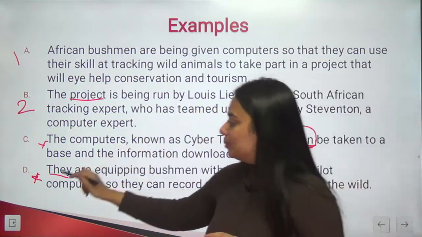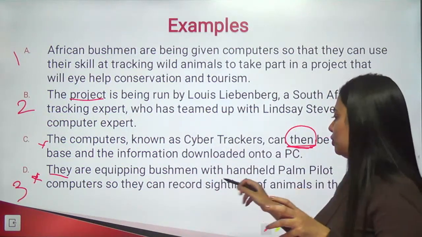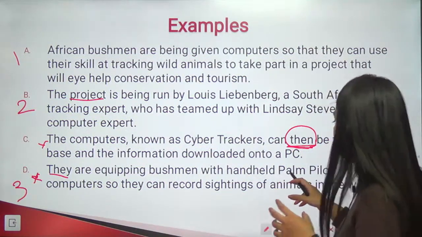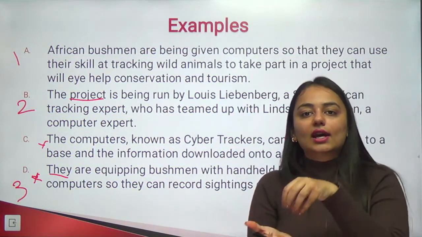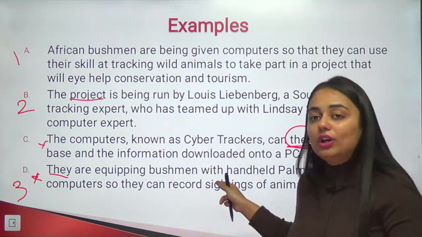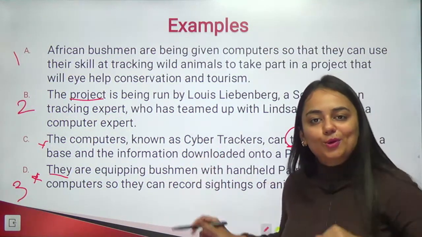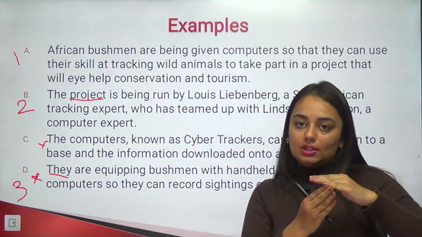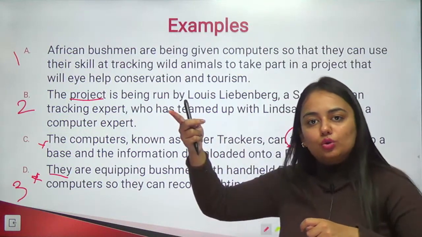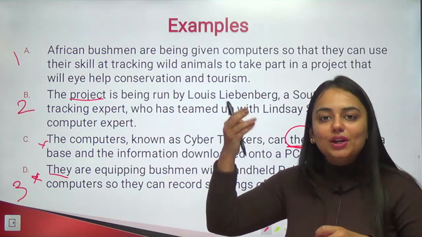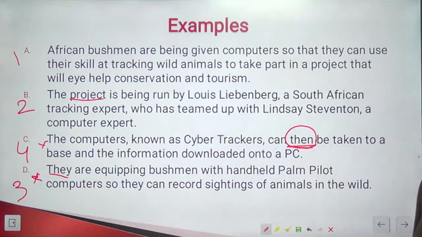The idea is further explained, carried forward by the D, as in what are they actually going to do? They're actually going to give the bushmen handheld Palm Pilot computers so that they can record all the sightings they see when they are on the ground, in the jungle or anywhere. Only after they have recorded the sightings, only then they would come to the base and download the information. So see, there is a thought process, there is a sequence. Obviously, they cannot first download the information and then go to the field to record the sightings. No, there should be a chronology of things, right? This becomes our last sentence. I hope this one is clear.